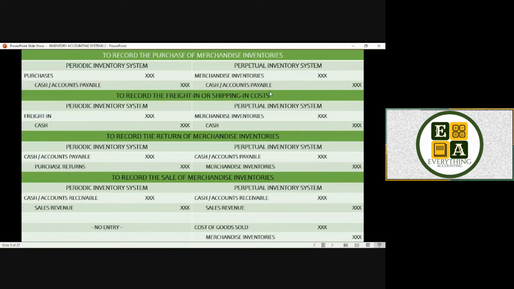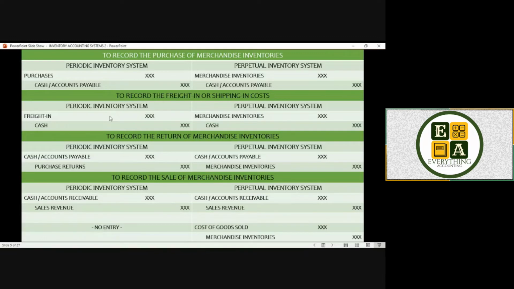Next, to record the freight in or the shipping in cost. For periodic inventory system, freight in yung ginagamit. Naging periodic inventory system siya kasi kung ano yung transaction na di-define dun sa kanyang journal entry. So, nag-debit tayo ng freight in, ibig sabihin, nagbayad tayo ng shipping in cost or transportation in relation to our purchase. While under perpetual inventory system, sabi kasi ni perpetual inventory system, since magiging part ng cost si freight in, part ng cost ng purchases, edi i-debit ko na lang agad sa merchandise inventories. Ganon yung concept ni perpetual.